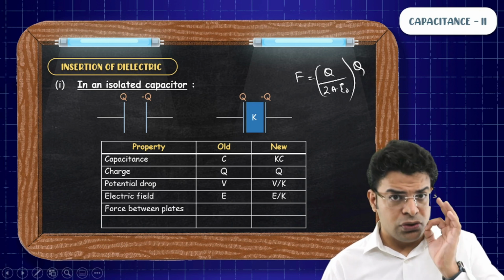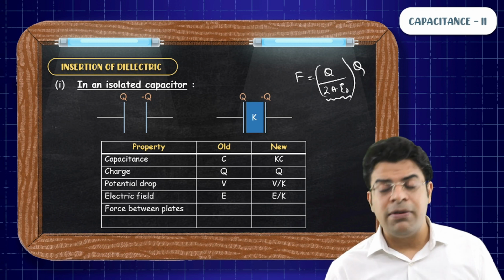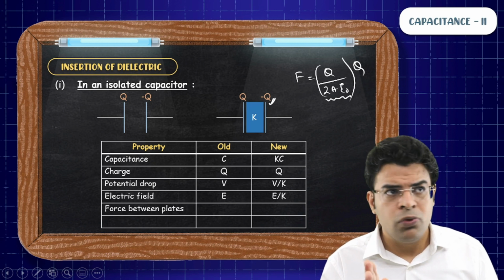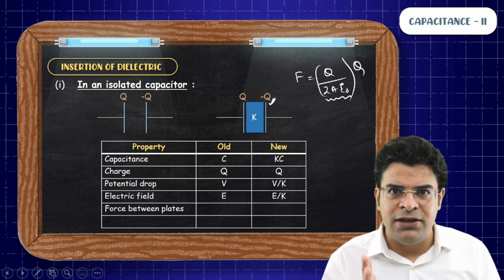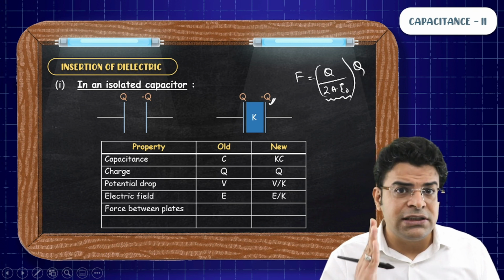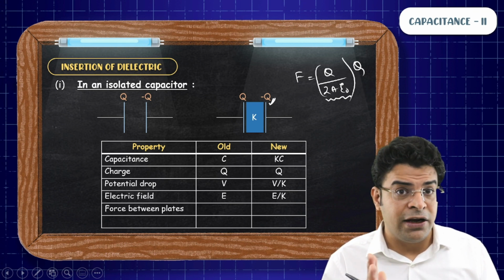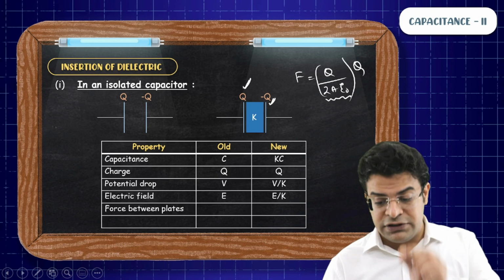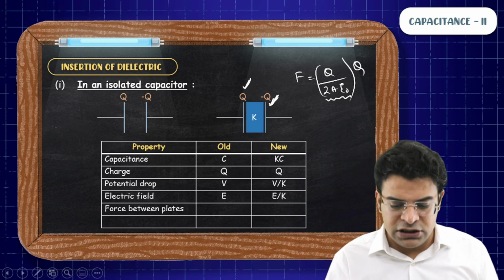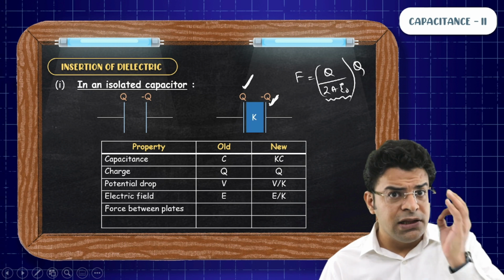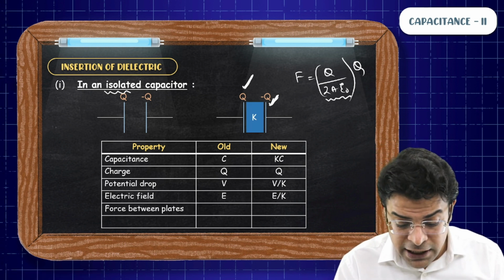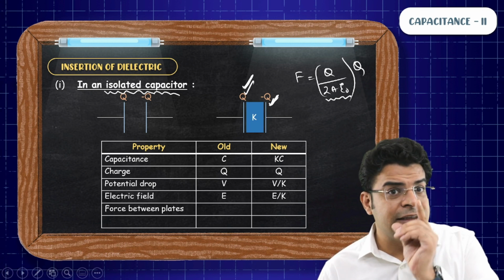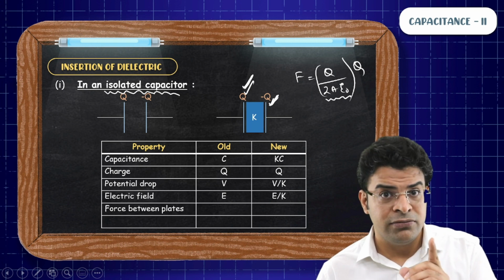Now, many a times students think that this field becomes 1 by K times. No. Is the second plate inside the dielectric? No. Is the second plate outside the dielectric? Yes. Since the second plate is outside the dielectric, the electric field produced by the first plate at the position of the second plate remains the same, given that the charge on the first plate remains the same. And in this case, since the plates are isolated, the charge on them remains the same. Do understand that the second plate is not inside the dielectric. It is outside it.